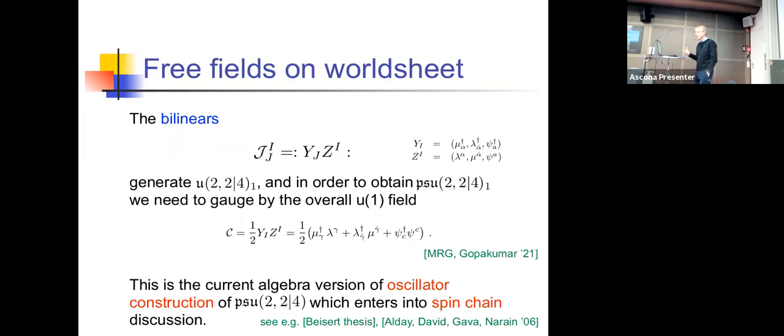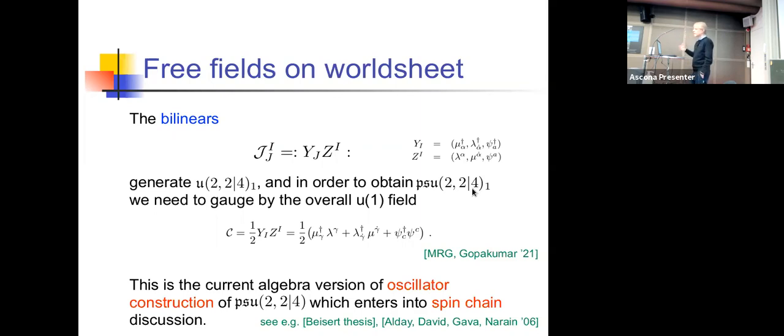Now the bilinears of this give you U(2,2|4) at level 1, and you obtain PSU(2,2|4) by gauging the overall U(1) field, which in this language is just the diagonal combination of the y's and the z's. The y's are the daggered nodes, the z's are the undaggered nodes. And in fact, that this gives you PSU(2,2|4) is something you can read up in Niklas' thesis.